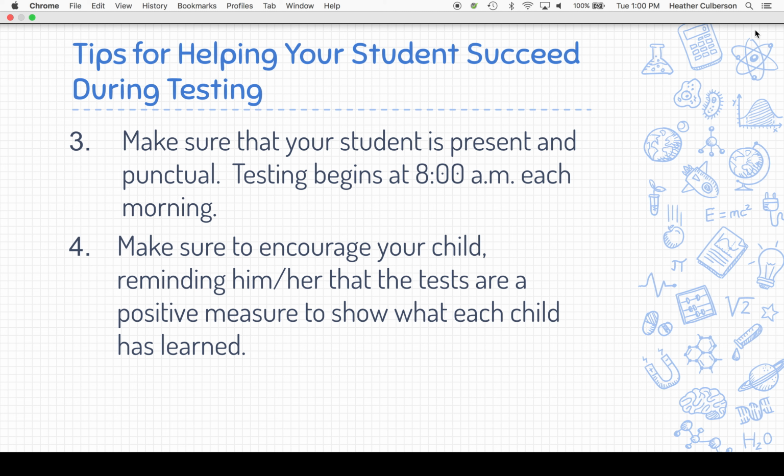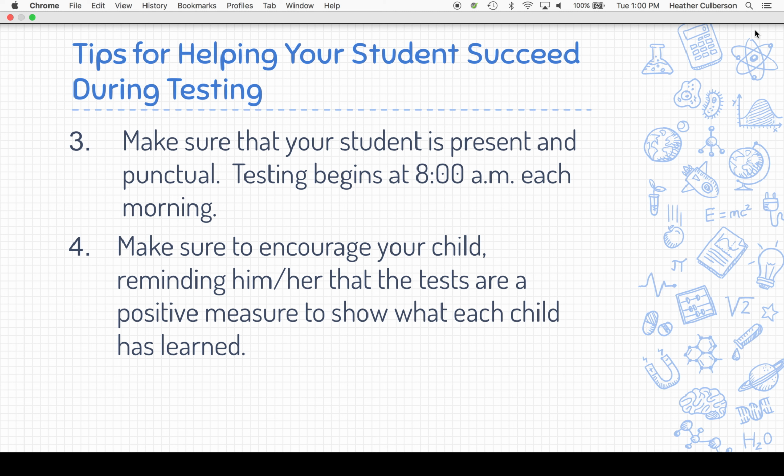Finally, make sure your student is present and punctual. We start the testing at 8 a.m. in the mornings. We have some students who have special accommodations and their test lasts longer. So we have to start right away in the mornings. Make sure that you are punctual to school.